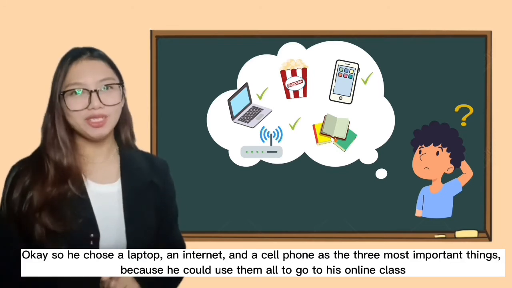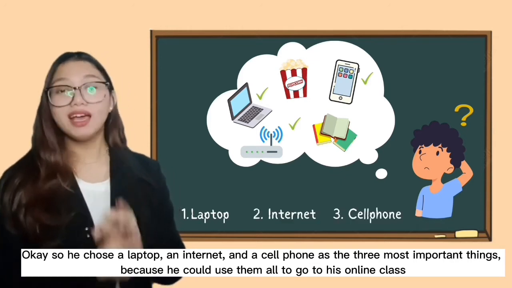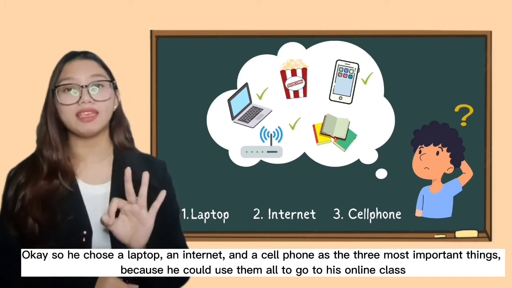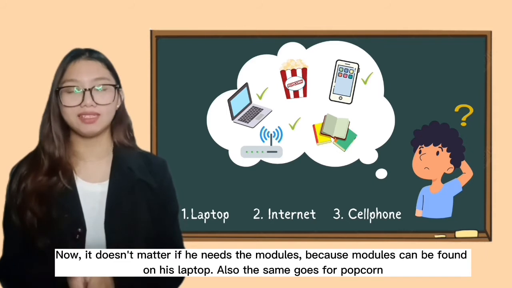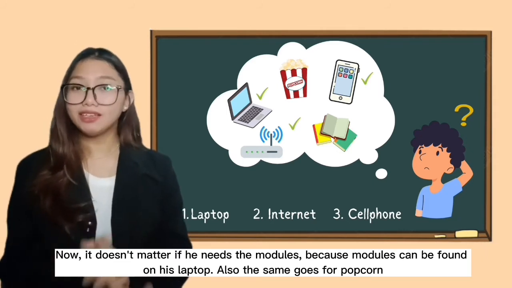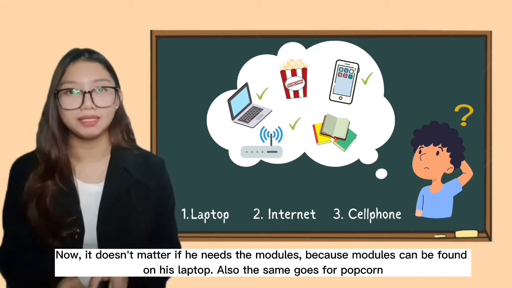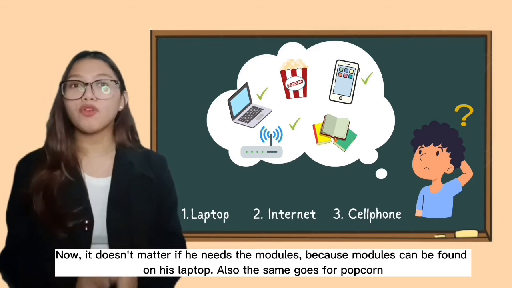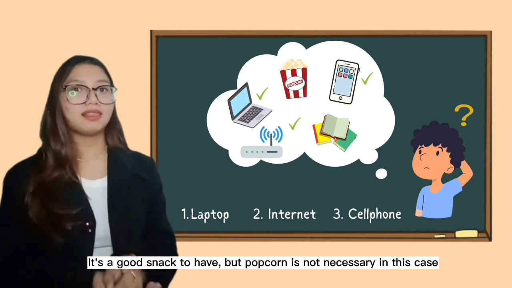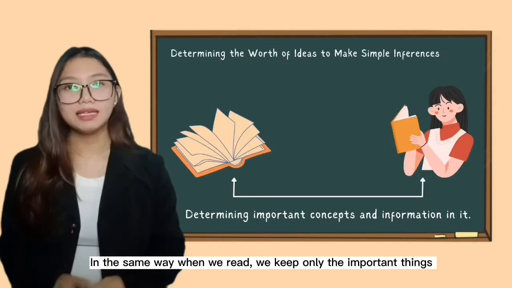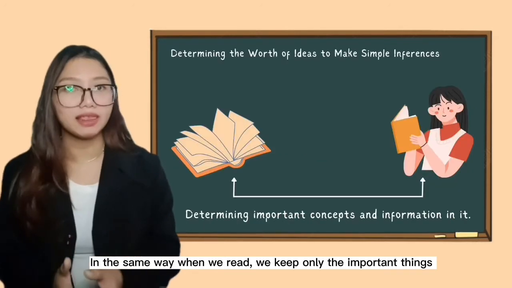Okay, so he chose a laptop, an internet, and a cell phone as the three most important things because he could use them all to go to his online class. Now, it doesn't matter if he needs the module because modules can be found on his laptop. Also, the same goes for popcorn. It's a good snack to have, but popcorn is not necessary in this case. In the same way, when we read, we keep only the important things.